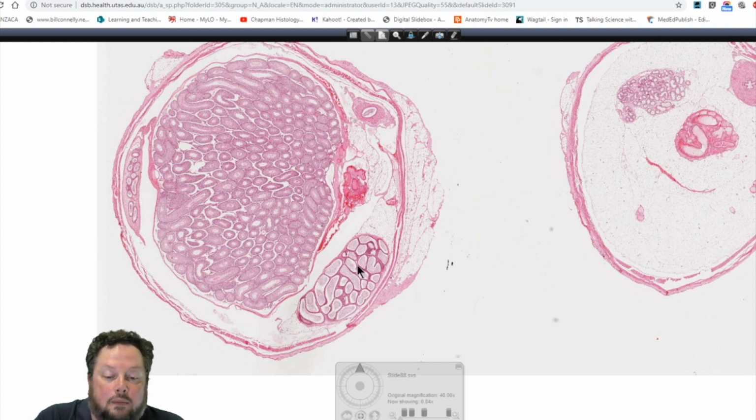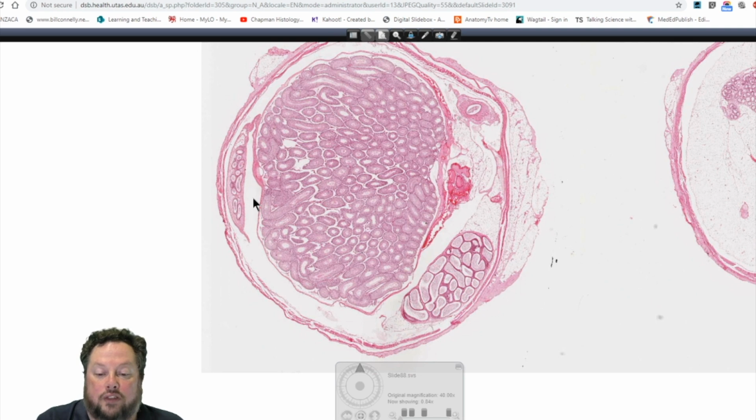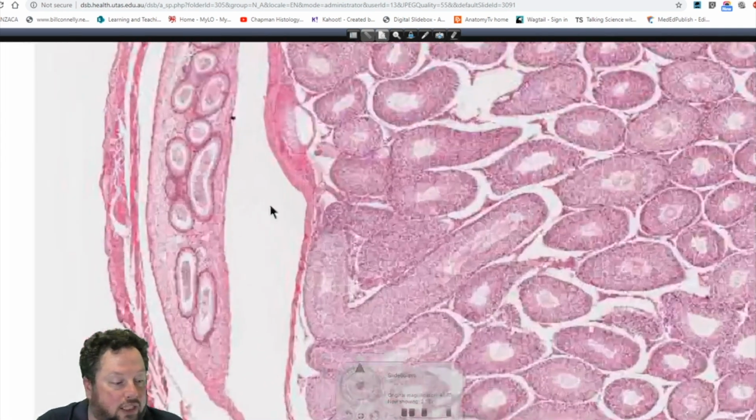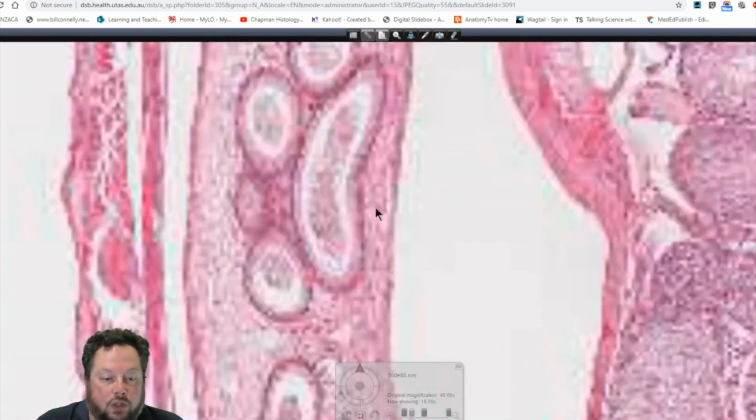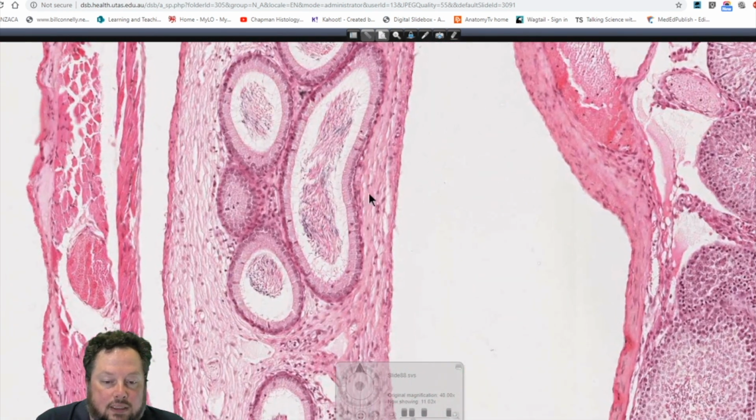So I think this is probably the head, and this is the tail, and then we've got a little bit of the very early ductus efferens over here. I do know students had a little bit of difficulty interpreting this slide in our prac class. So let's have a look at this one here.